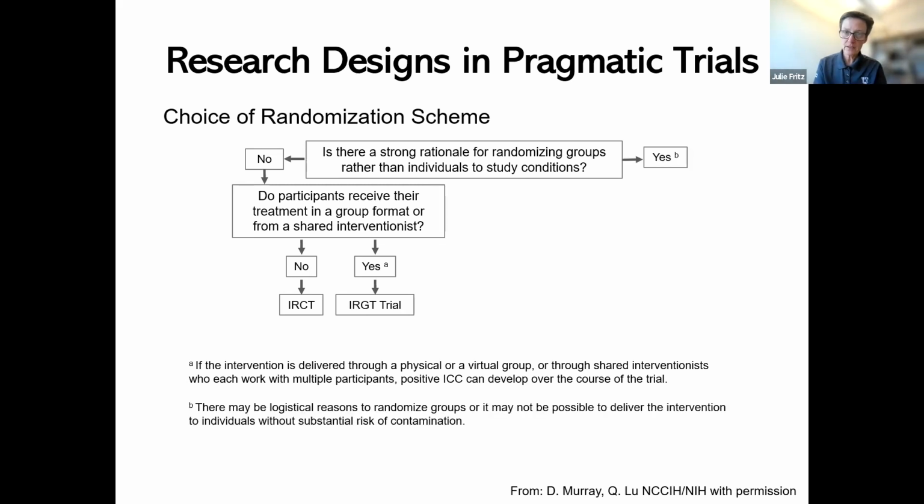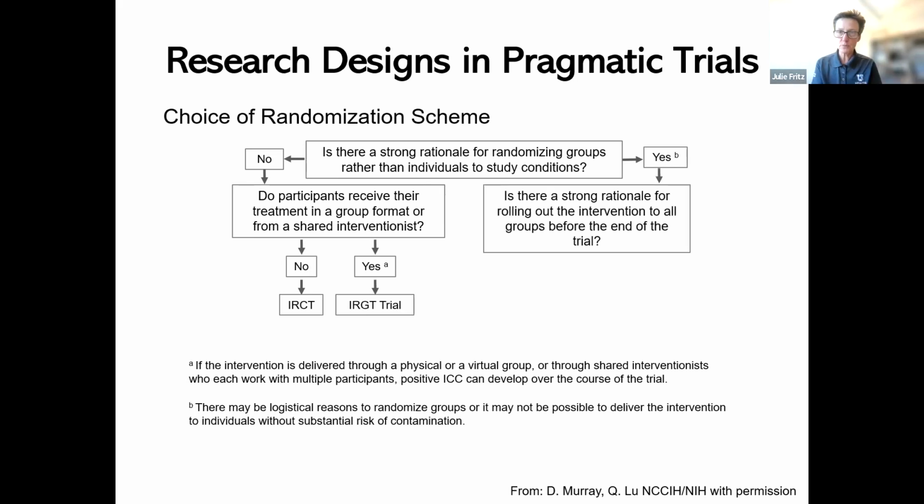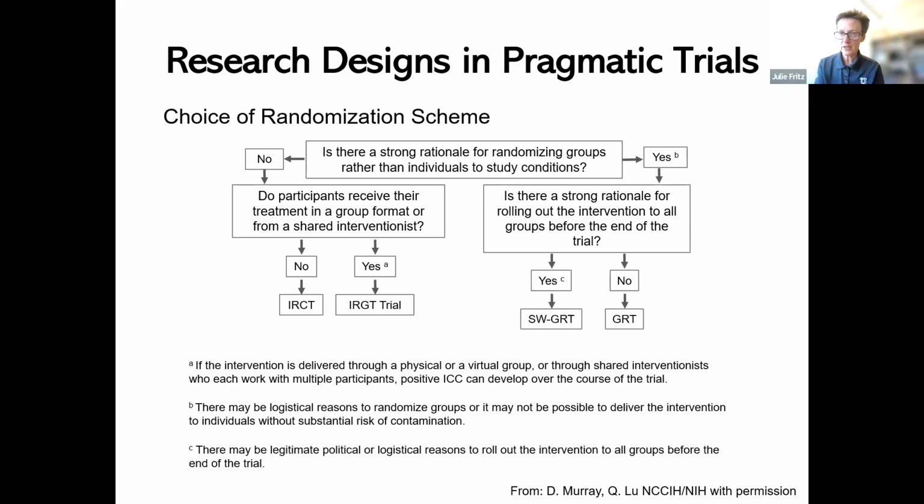If there's a strong rationale for not randomizing individual participants, then the question becomes, can you roll out all the groups in the intervention at once, or do you need to do it in steps? The preference is to do it all at once, so you have a group randomized trial. But if there is a rationale for doing it in steps, then it becomes a stepped wedge.